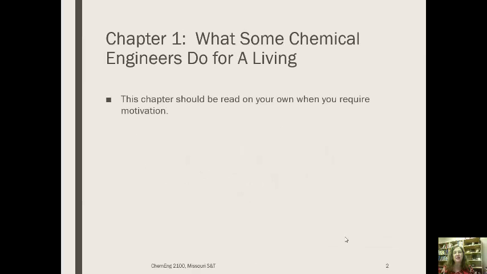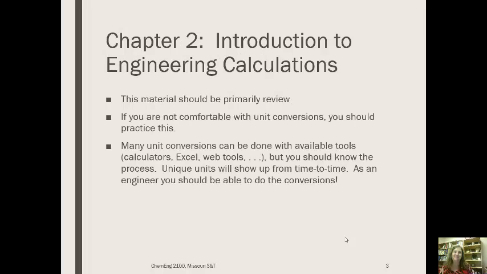So let's get started. I'm not really going to be talking about Chapter 1 particularly. Chapter 1 is kind of motivational. It's about some career choices that you might make based on a chemical engineering degree. You might read it now, but I really recommend coming back and reading it when you're at a low point in the semester and you feel like the work is too hard. Come back, read this, and become remotivated.